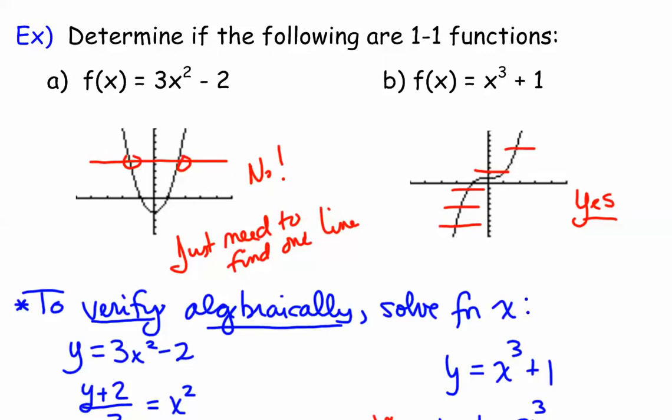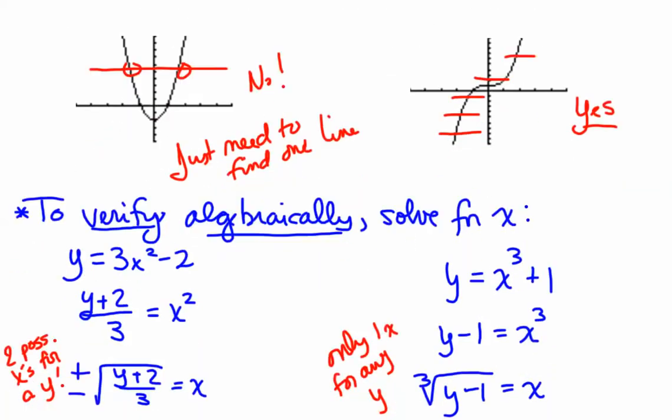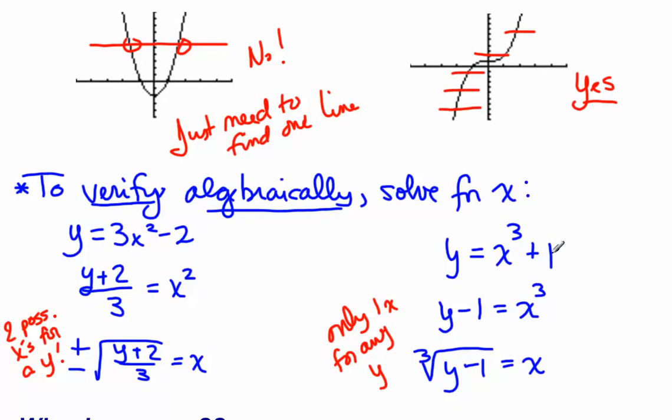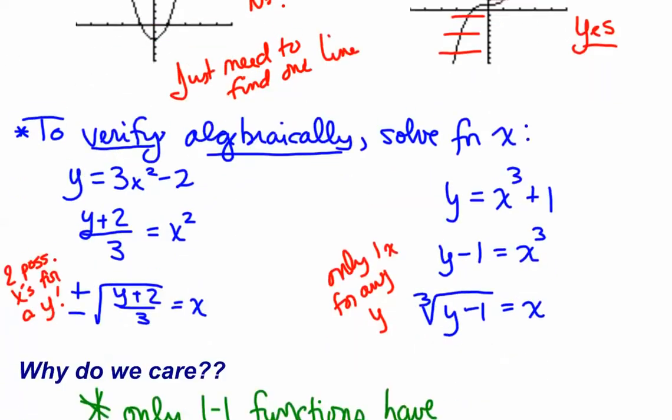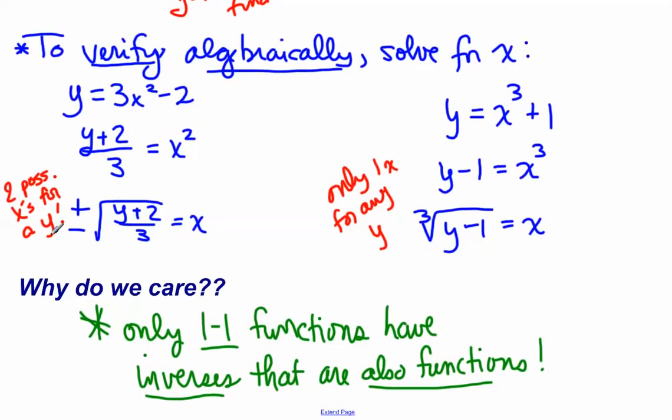And again, if you were uncertain, if you weren't familiar with the function, you could verify it algebraically. Solve for the x, subtract the 1, and then take the cube root. There's no plus or minus when you take the cube root, so there is really only one x answer that we get out of this if we put in a y value. And again, the reason we care about one-to-one is because only one-to-one functions are going to have inverses that are also functions.